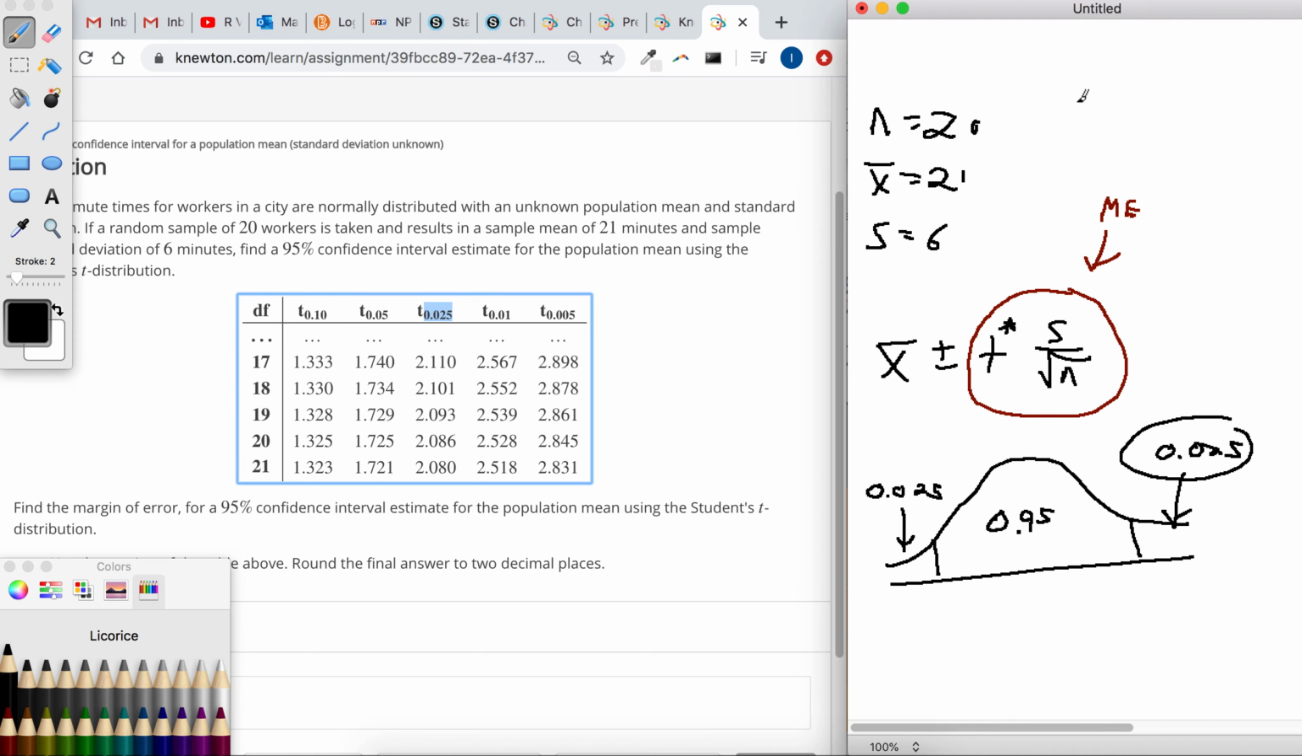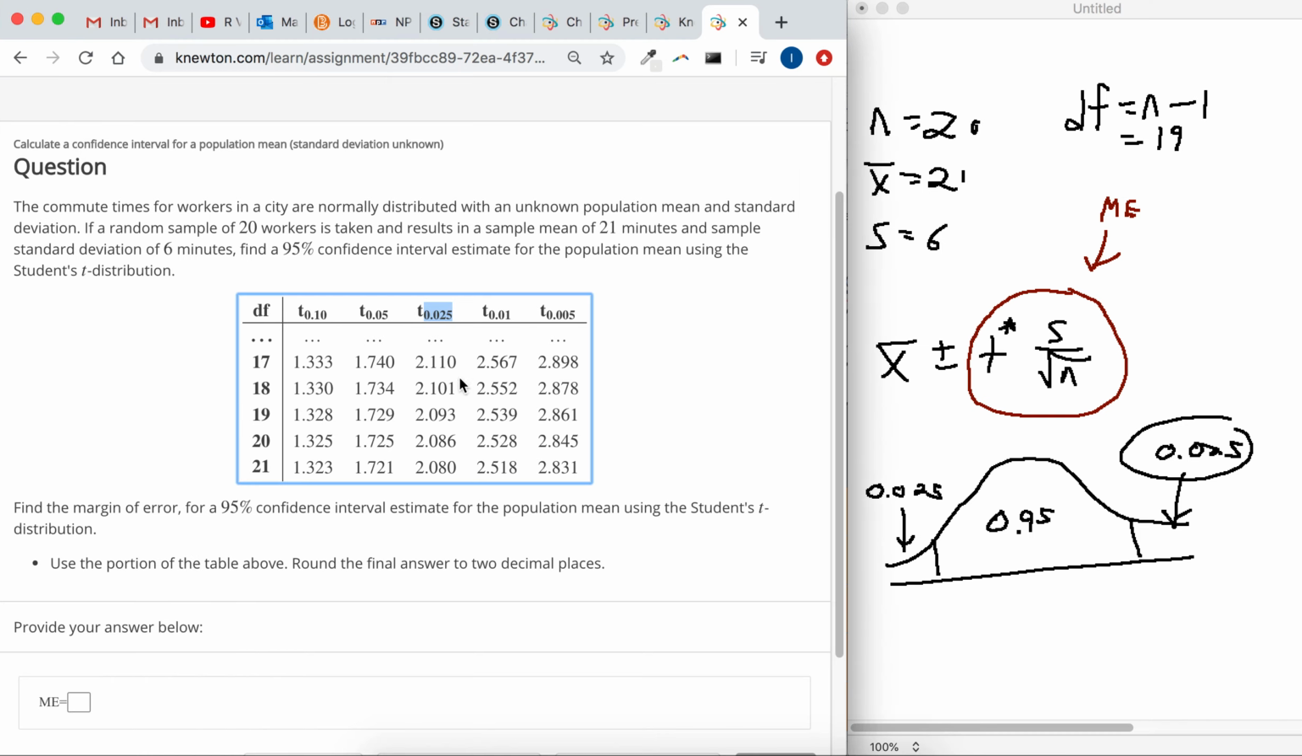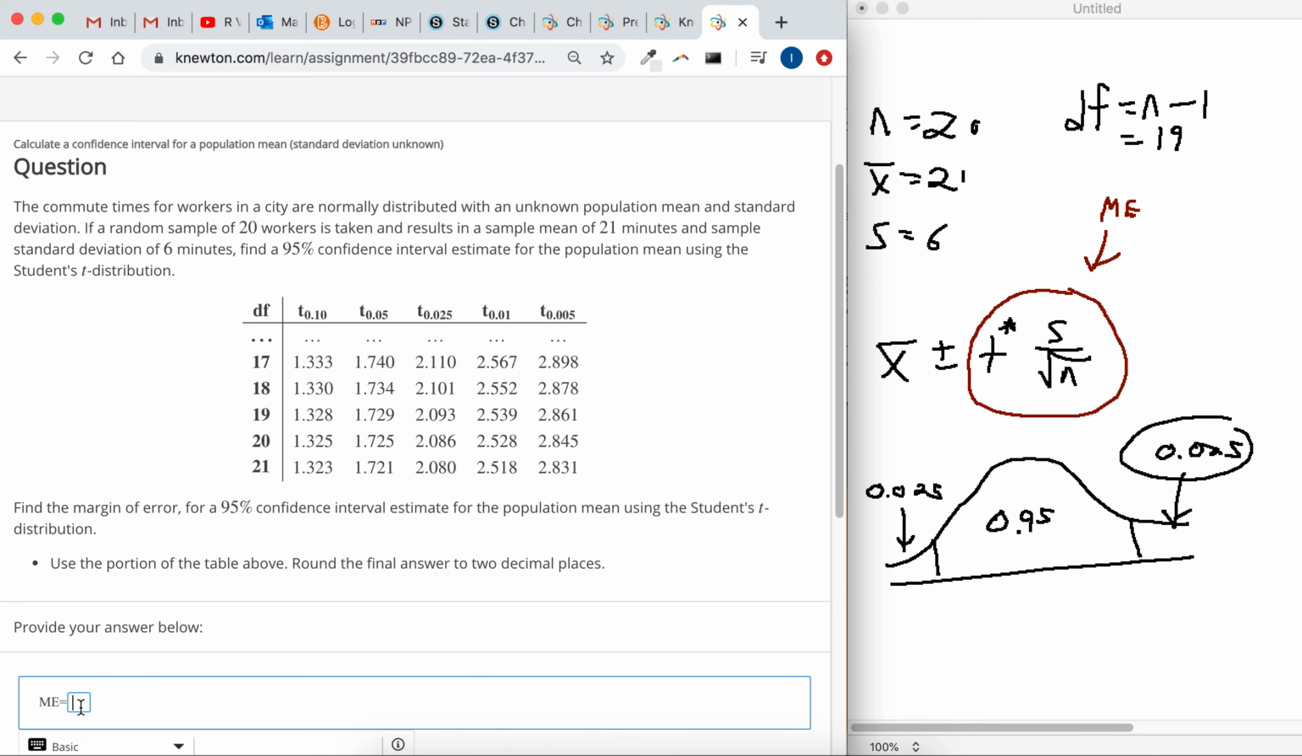Okay, now that we know which one to look for, the degrees of freedom when you're calculating a confidence interval for one sample mean is nice and easy. It's just n minus 1. So 20 minus 1 gives us 19. So if you look in this column, corresponding with 19, it's 2.093.